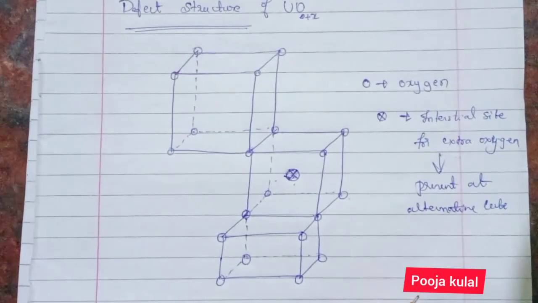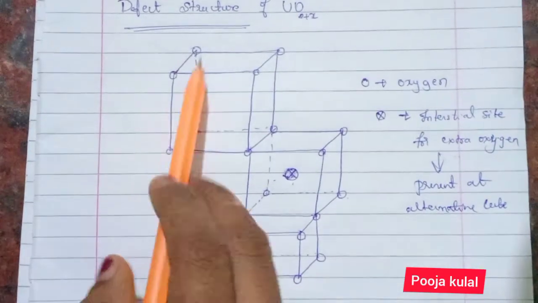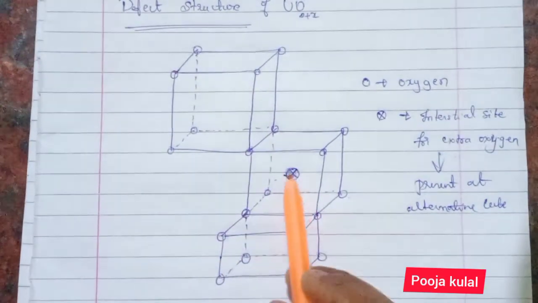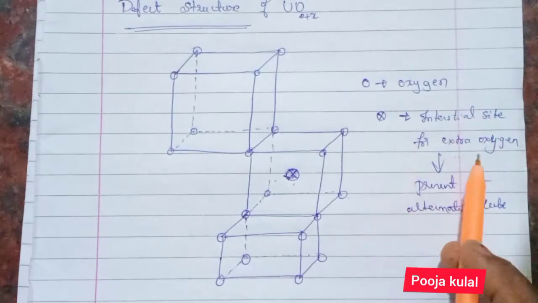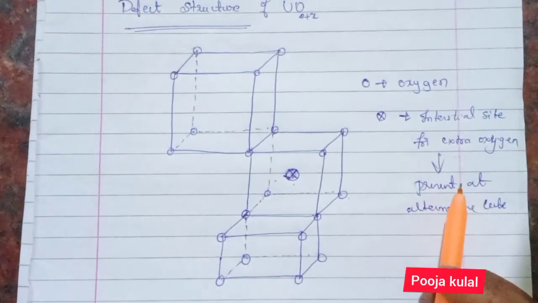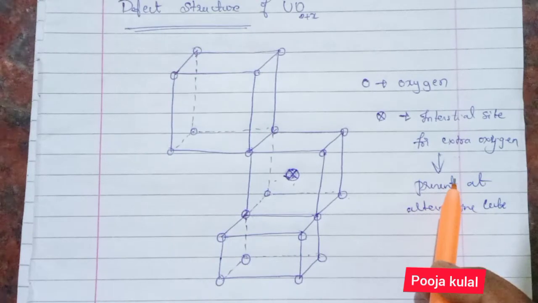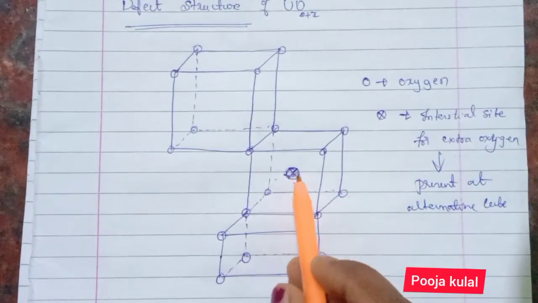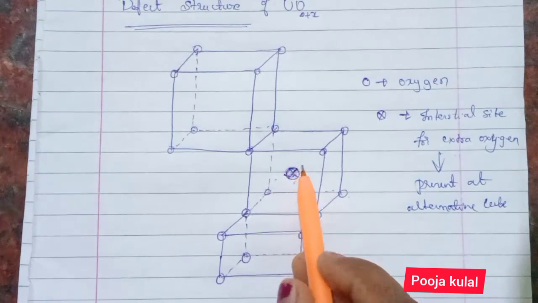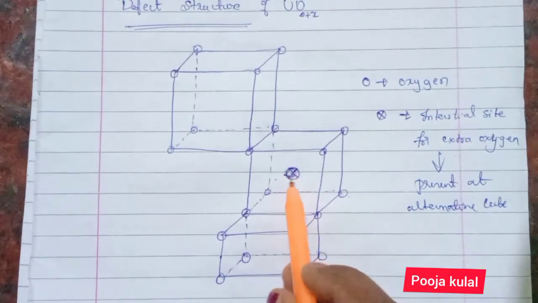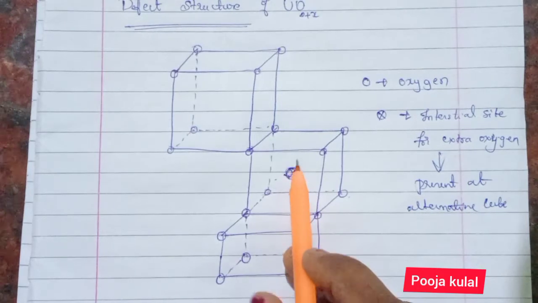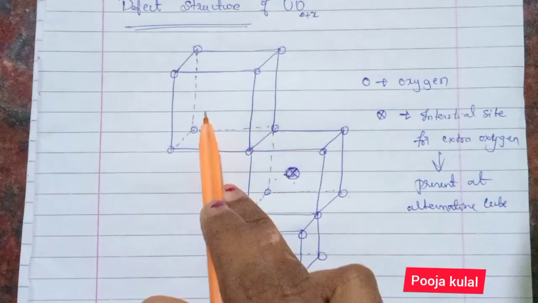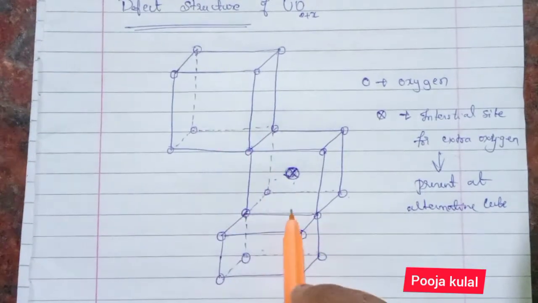Here you can see that every corner has an oxygen. And here you can see the interstitial site for the extra oxygen. I already said that uranium dioxide is an oxygen rich system, correct? That extra oxygen will have a place here. This is a place for the extra oxygen, and this interstitial site is present at the alternative cubes. It is not present here or here. It is present in every alternative cube.